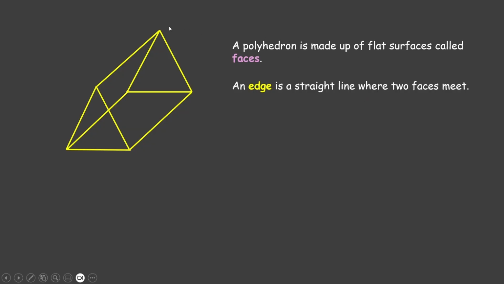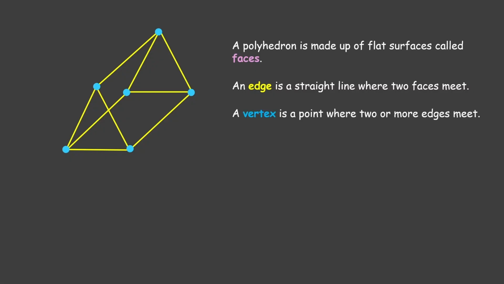Lastly, these corners where the edges meet, these are called vertices. A vertex is a point where two or more edges meet. Now, a very interesting fact is that for every polyhedron, there is a relationship between the number of faces, the number of vertices, and the number of edges.